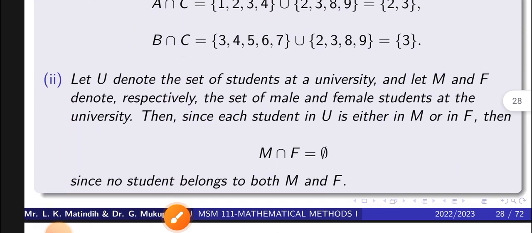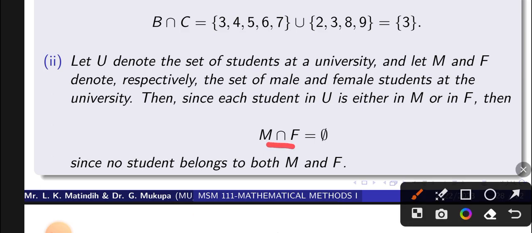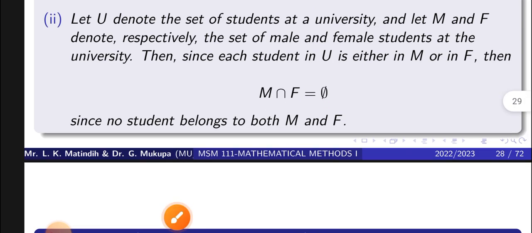Okay. So let U denote a set of students at a university and M, F denote respectively the set of male and female students. There is nothing common between males and females. Everything is different. The way we talk, the way we act, biologically we are different, and so no wonder it is an empty set, because there is nothing common between males and females. We are two different types of people.